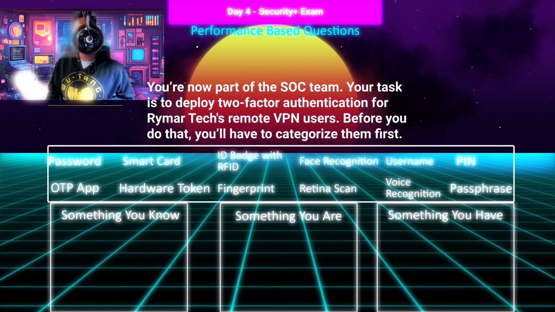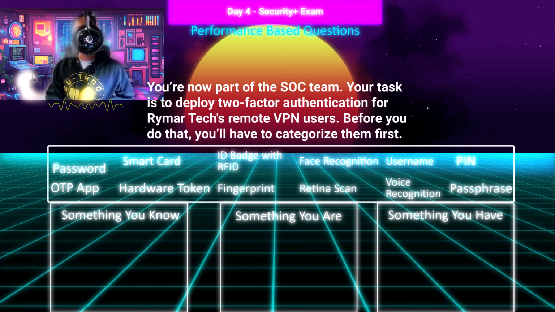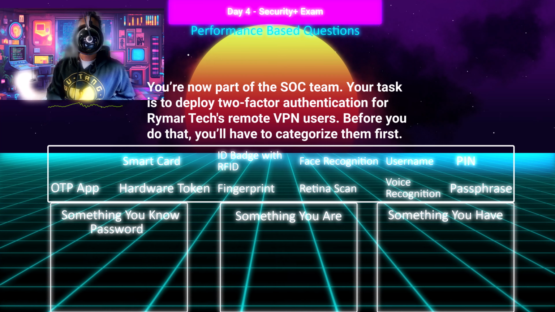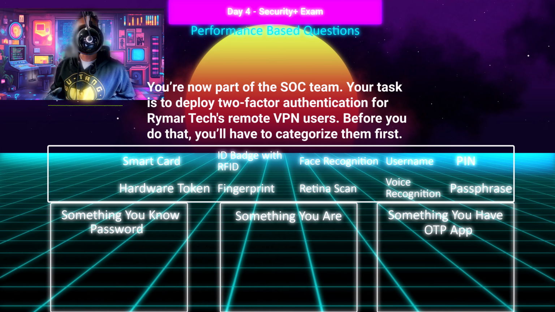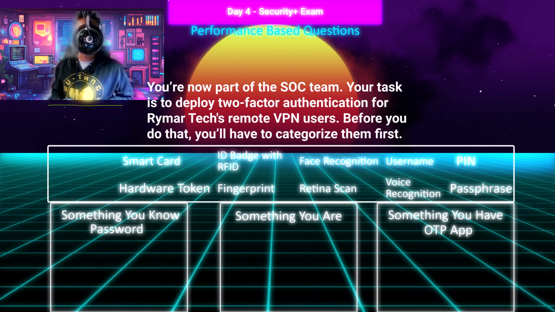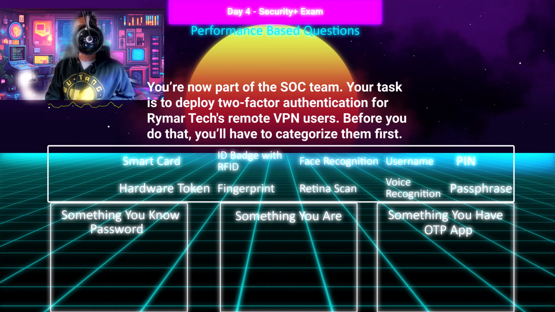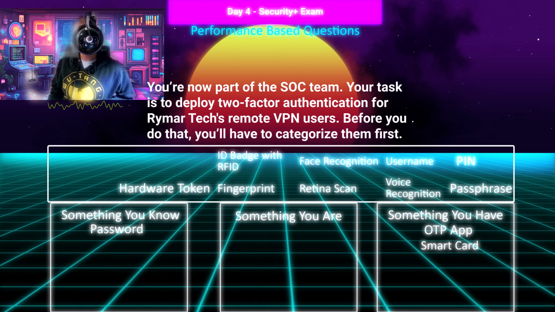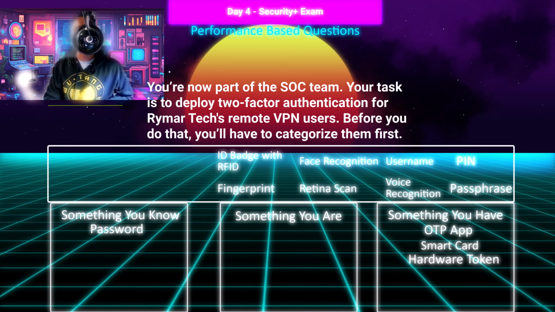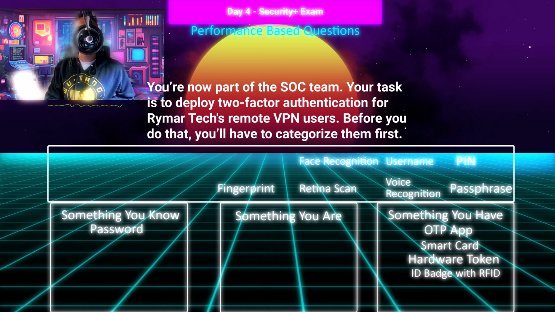Okay, for password. So a password that's in our mind, in our brains that we remember. So that's obviously something we know. And an OTP, one-time password app, that's something we have to have in order to complete two-factor authentication, meaning we have that in our possession. So that's something we have. And the same with a smart card, that's also something you have. What about a hardware token? Of course, self-explanatory, it's hardware, so it's something you have. Looks like the same with employee ID badge with RFID, definitely something you have.